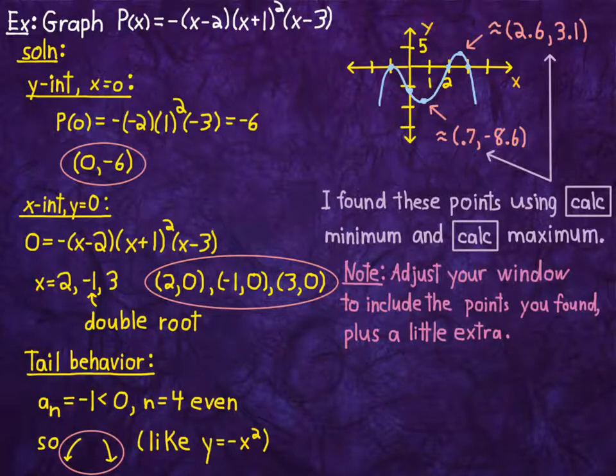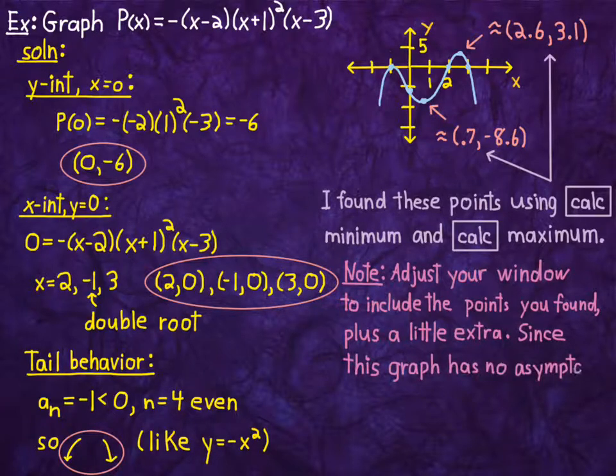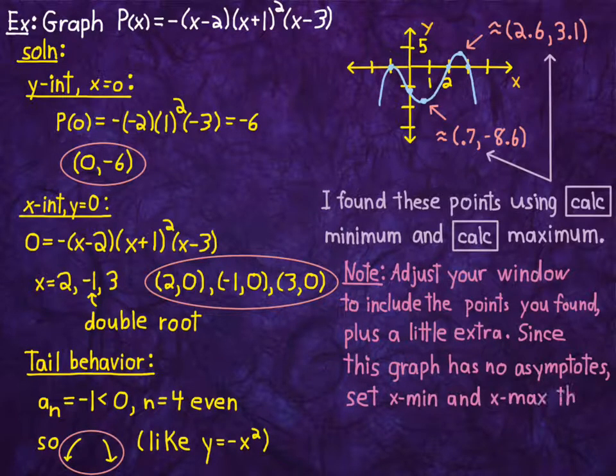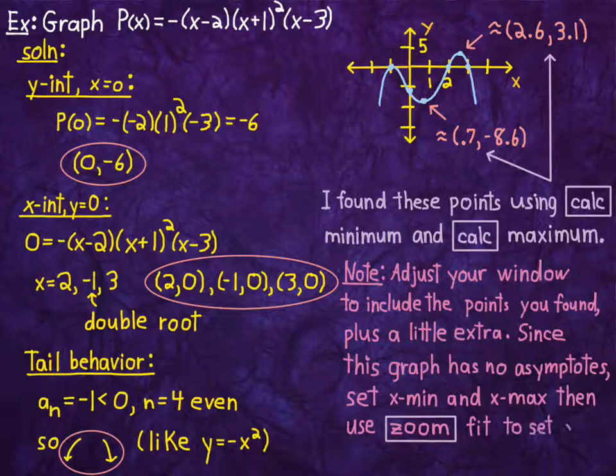So you adjust your window to include the points you found plus a little bit extra. Okay? And usually that'll give a really good picture. Higher level math classes, sometimes it doesn't, but that's because you have more tools at hand to figure out what's going on. And there's some graphs where you have to actually have two different pictures in order to see what's really going on.